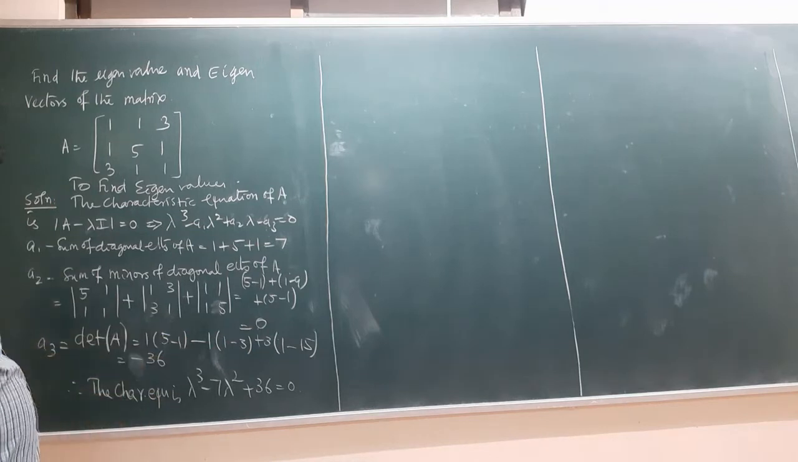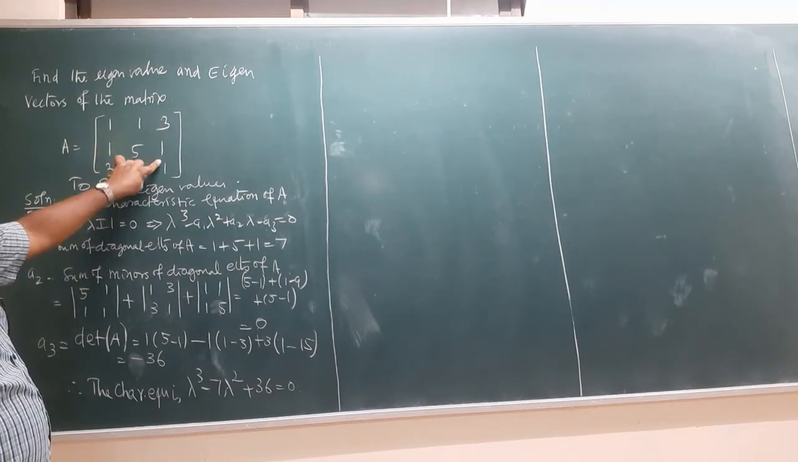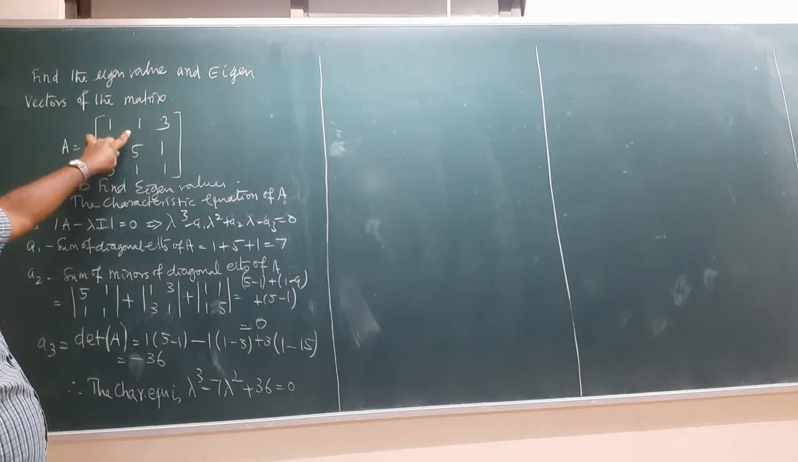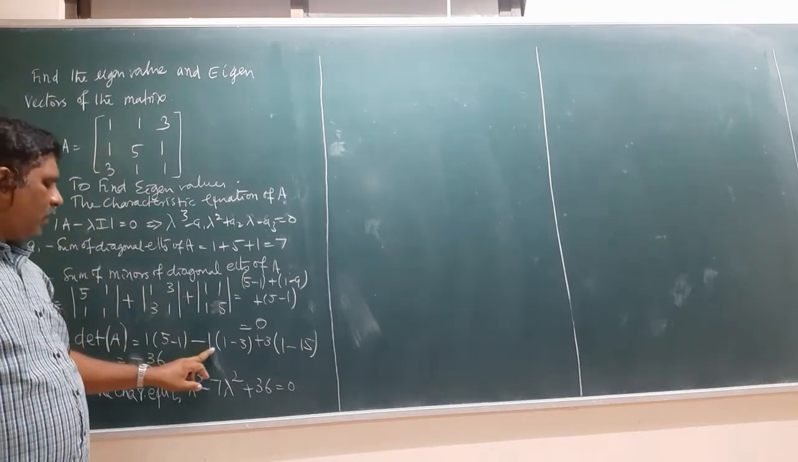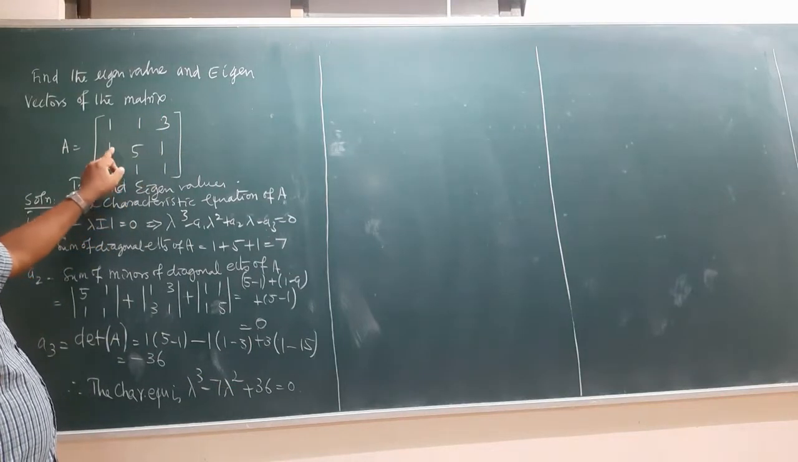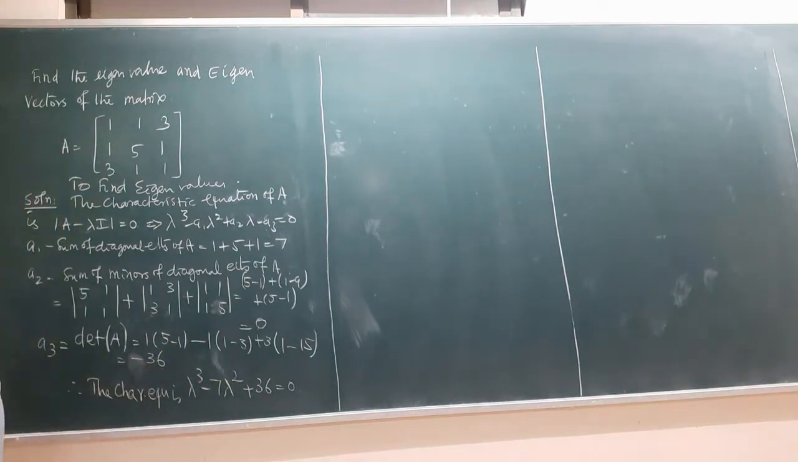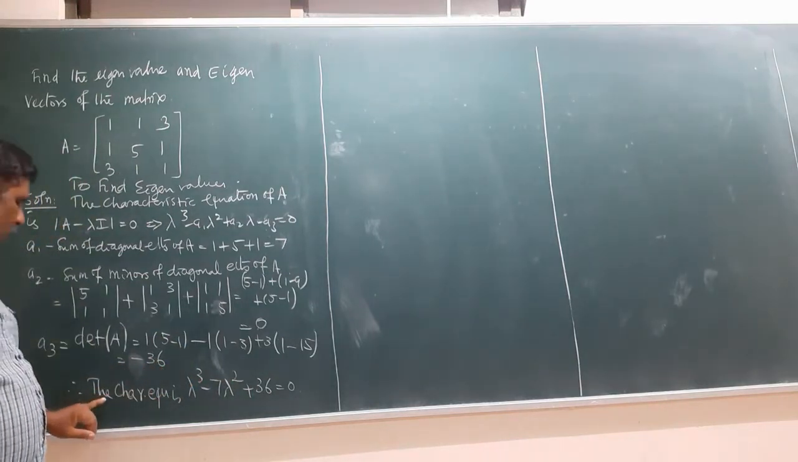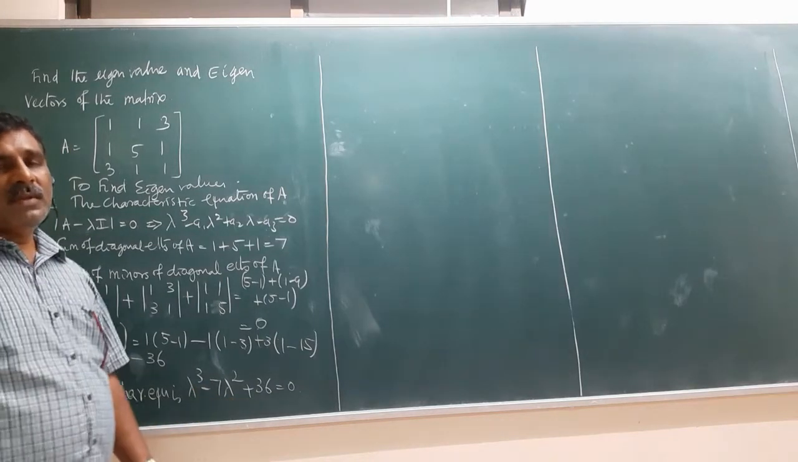The a2 value is 0. a3 is the determinant of A. How to find the determinant of A? 1 into 5 minus 1, then the second one, put the minus here, so minus 1 into 1 minus 3, plus 3 into 1 minus 15. If you solve this, we will get minus 36. So the characteristic equation is lambda cube minus 7 lambda square plus 36 equal to 0.